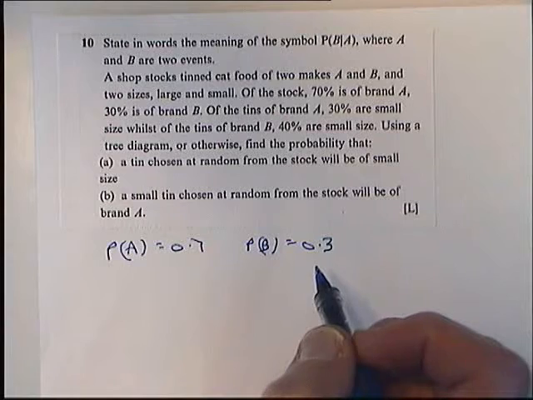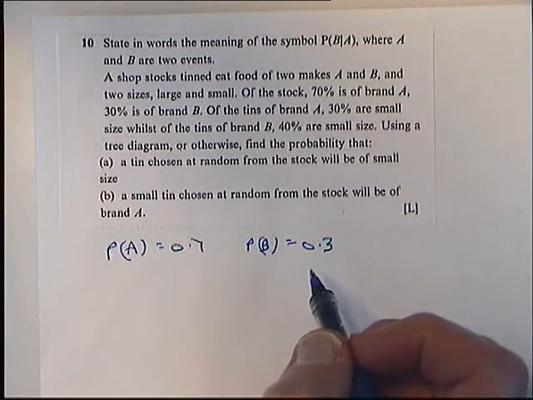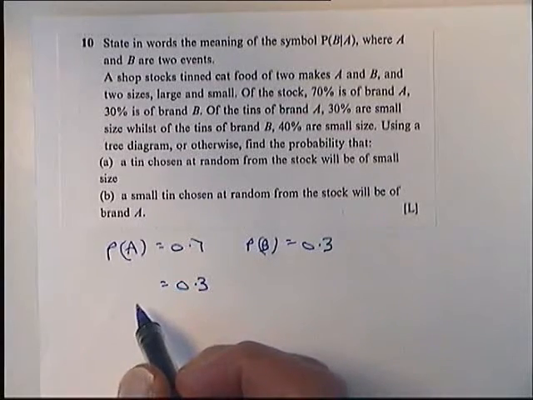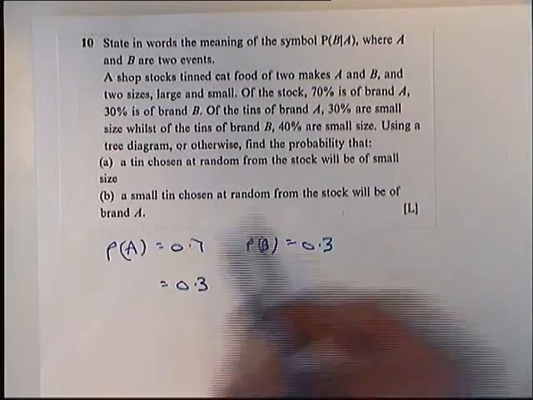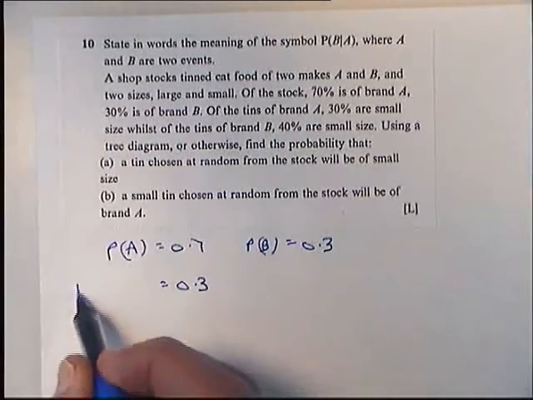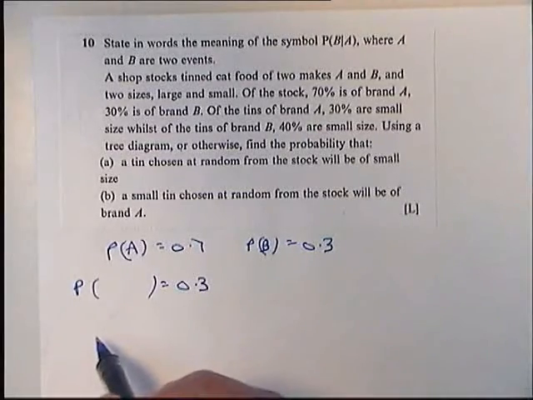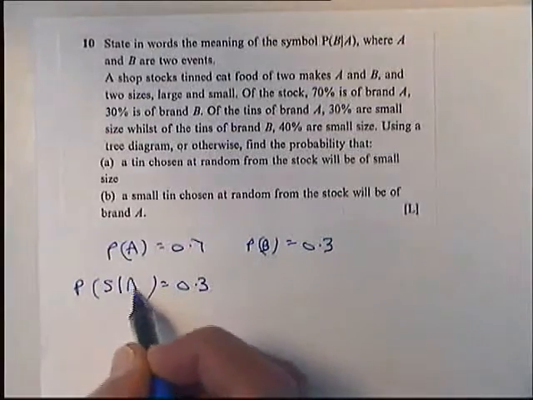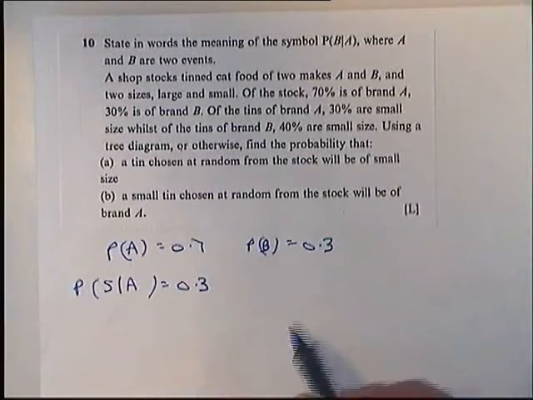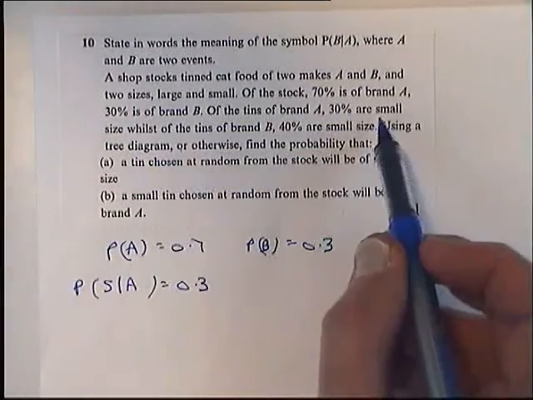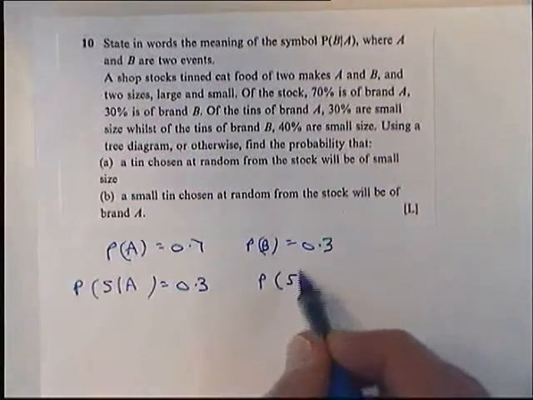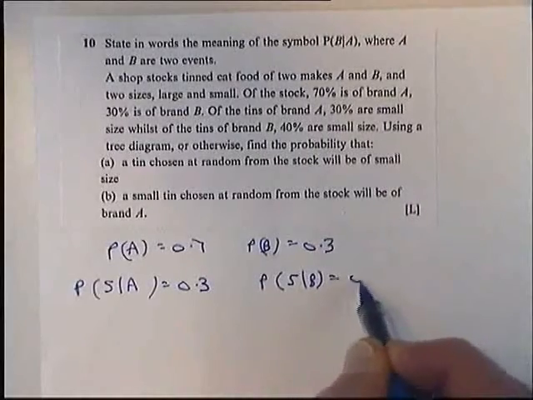Of the tins of brand A, 30% are small. Okay, how can I write that down in notation? Of the tins of brand A, 30% are small. Could be small given A. Yes, that's exactly right. Given that we're looking at A, small ones of those are 30%. And then we have the next one. Whilst of the tins of brand B, 40% are small. So that will be small given B is 40%.